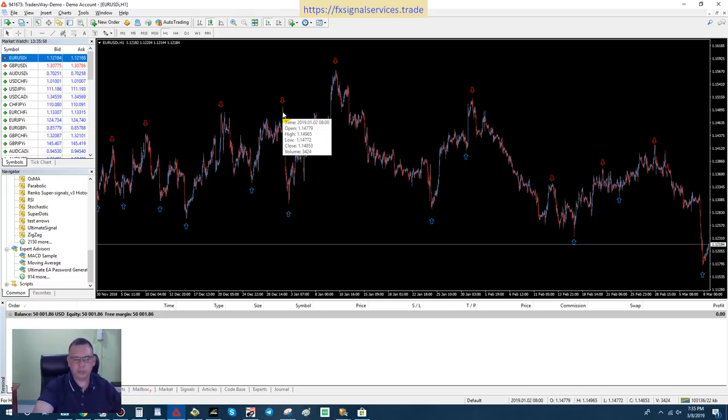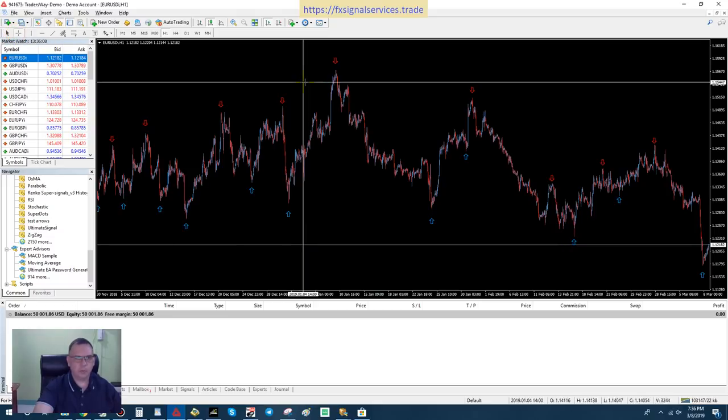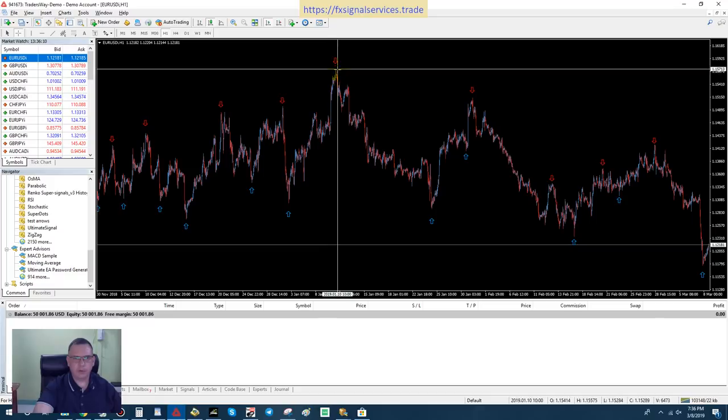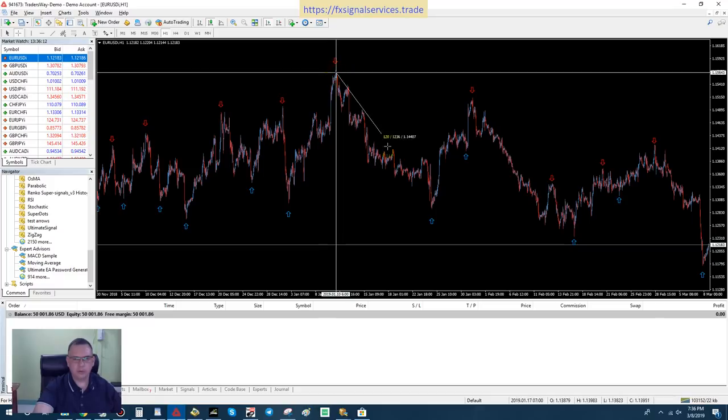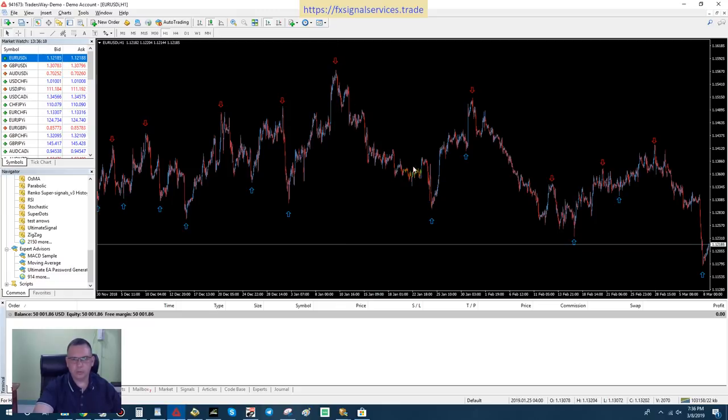Now, on a 1 hour chart, I'm going to point out something. If we look at this right here, that's a pretty big drop. You can see, if we opened from right about here all the way down to here, you're looking at about 2,700 pips or points in this downtrend. That's a pretty big drop in the market.